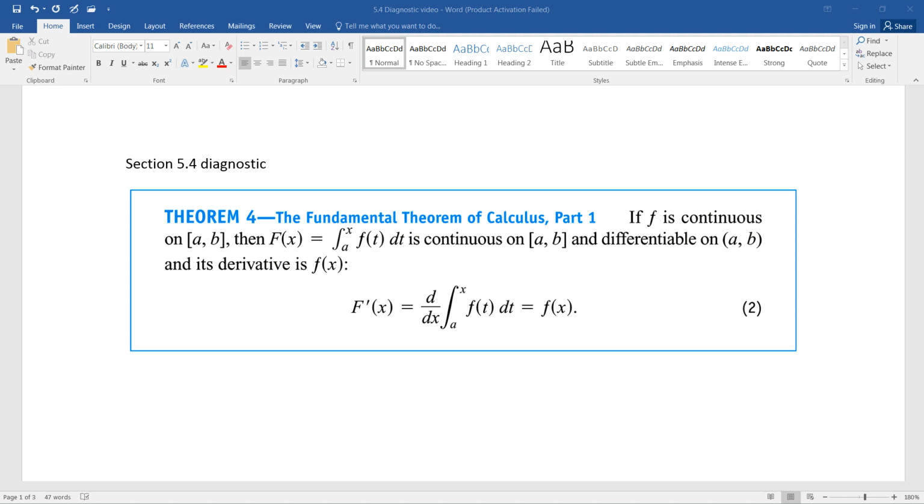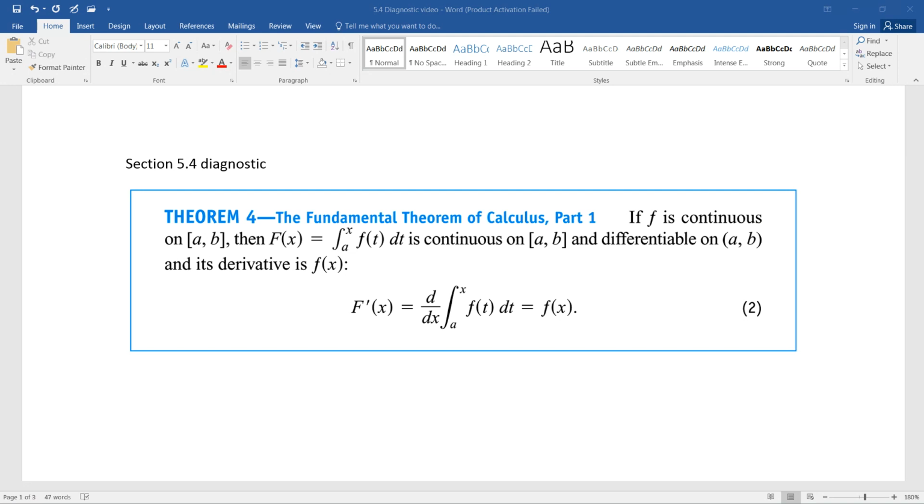In this video, we will work 5 problems similar to the section 5.4 diagnostic problems. Section 5.4 is on the fundamental theorem of calculus. It's an important sounding theorem. It is important, and it has 2 parts. So we're going to look at part 1 first, and then we'll do 2 problems. And then we'll look at part 2 second, and then we'll do a few problems after that.